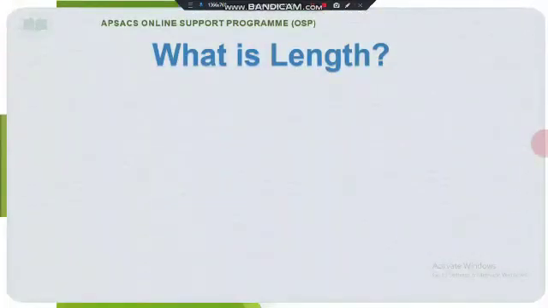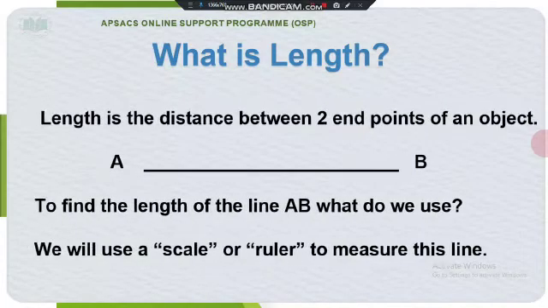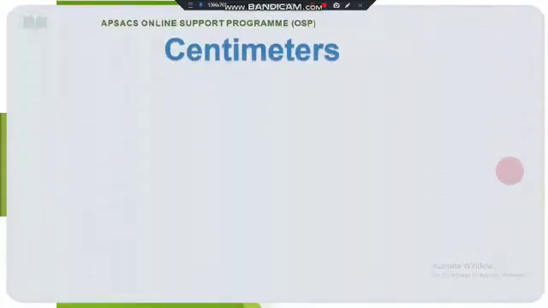Okay, students. First of all, let me explain what length is. Actually, length is the distance between two endpoints of an object. For example, I have drawn a line over here. One end of the line is A, the other end of the line is B. So, to find the length of this line AB, what do we use? Definitely, we use a scale or ruler to measure this line.